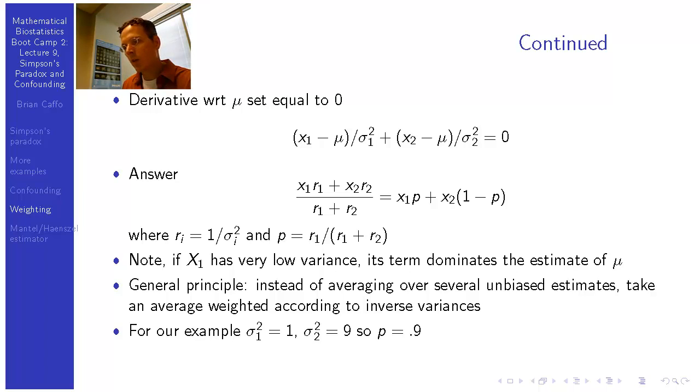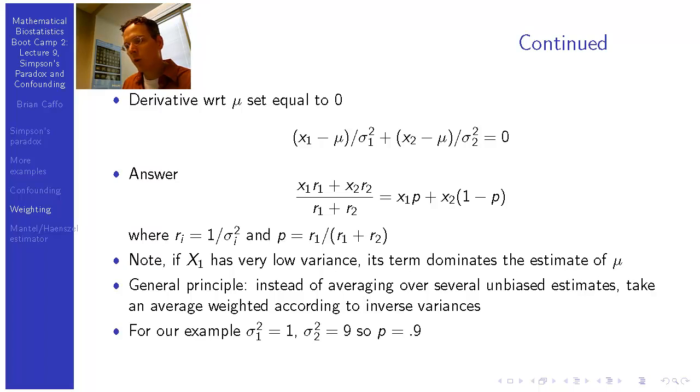And conversely, if sigma 2 is very small, then R2, which is 1 over sigma squared, will be a huge number, and X2 is given a gigantic weight. Then we divide by R1 plus R2 so that when we weight these two things, X1 and X2, we get a convex combination, P times X1 plus 1 minus P times X2, so that it's an average. It's just a weighted average.